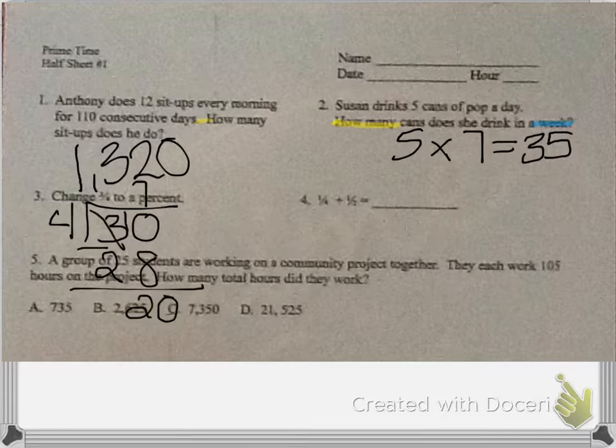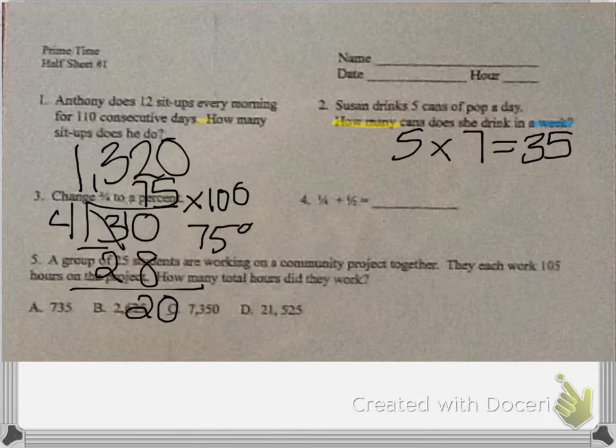And I have another 0. 4 times 5 is 20. So it's 75. But it's not 75. It would be 75 hundredths. You can't see my decimal, but it's there. So to get a percent, I have to multiply that by 100 to get 75%. So 3/4 is 75%.